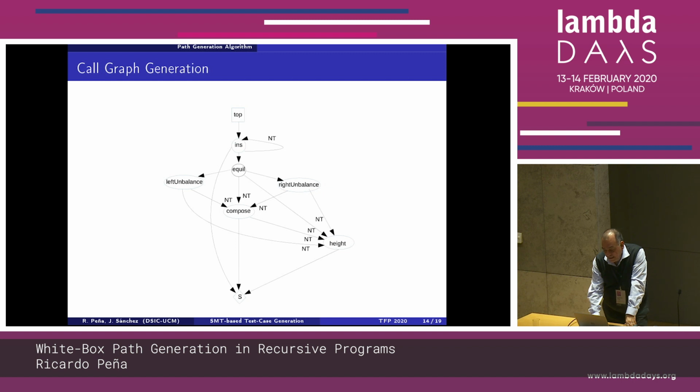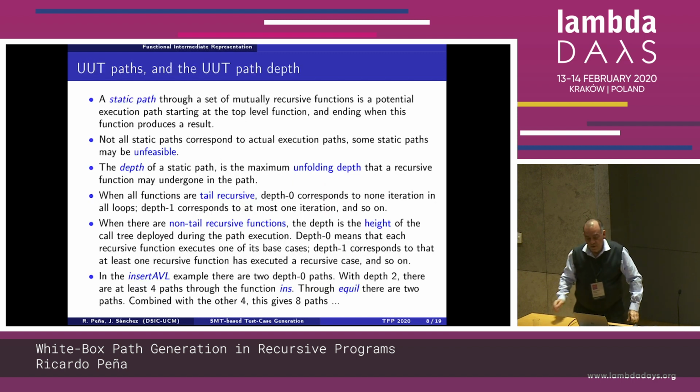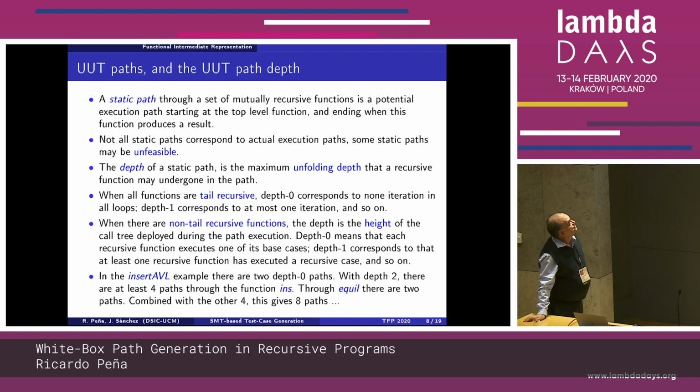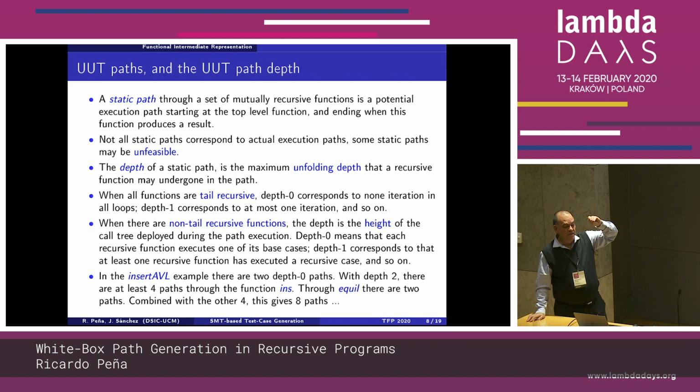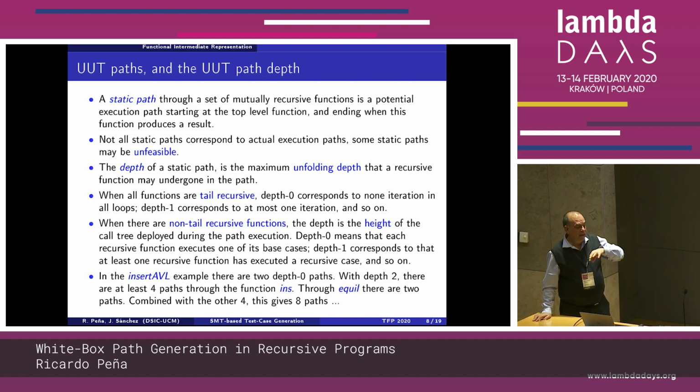Okay. Then what is a path here? A static path through a set of mutually recursive functions we define as a potential execution path that starts at the top function and maybe calls some of the mutually recursive functions several times, and after that finishes at some point in time and produces a result. This is an execution path.